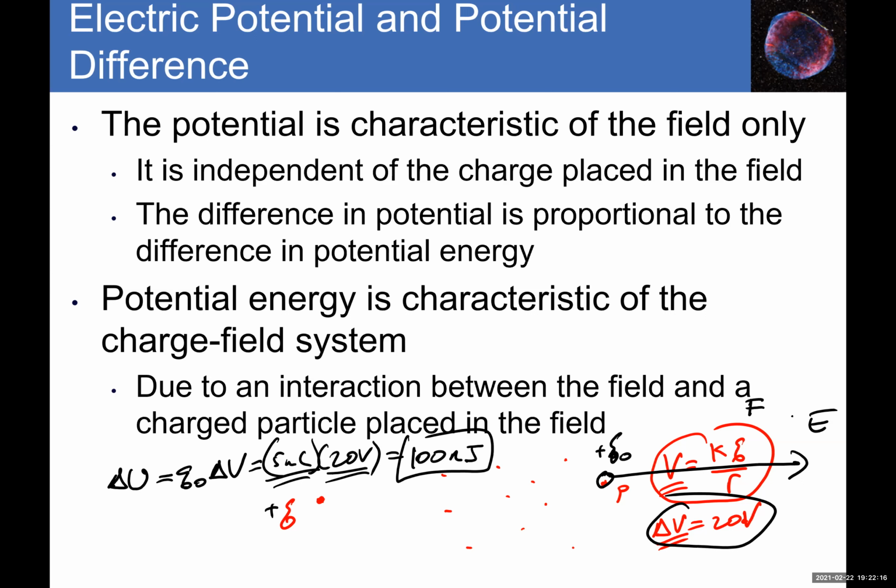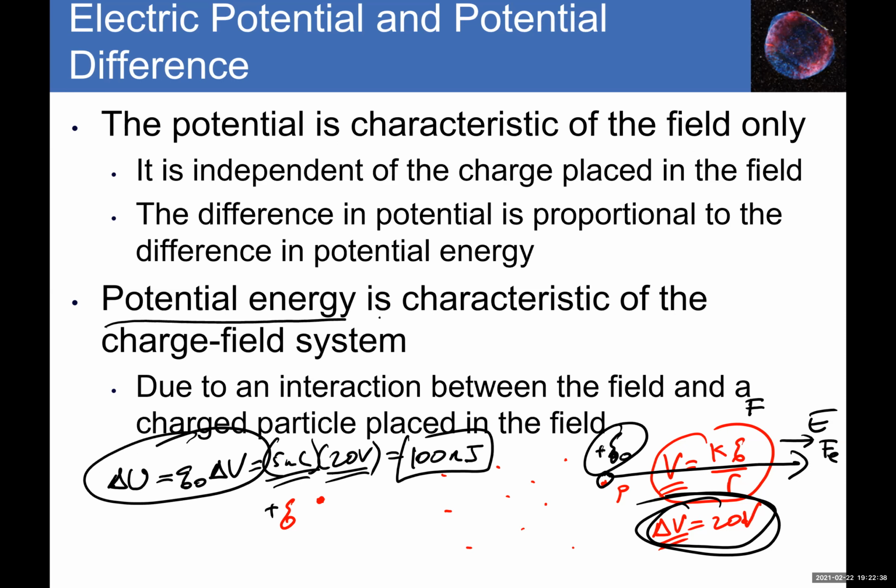Force was doing negative work because the force is at all times acting in this direction. That means the field or force is doing negative work, which means the potential energy would always increase. If I know the potential at some point, this equation can tell me the change in potential energy. That's why potential energy is a characteristic of the charge-field system, due to an interaction between the field and a charged particle placed in the field.